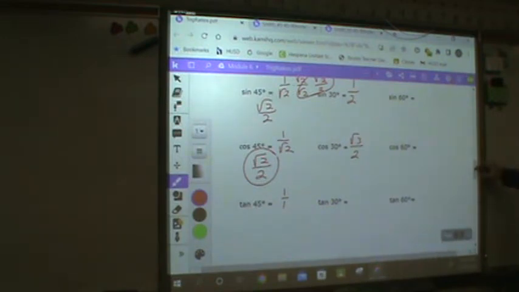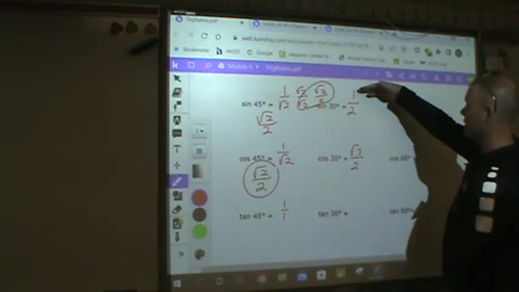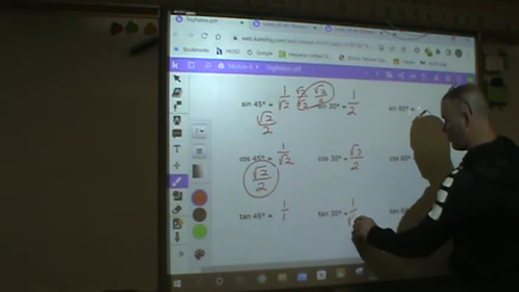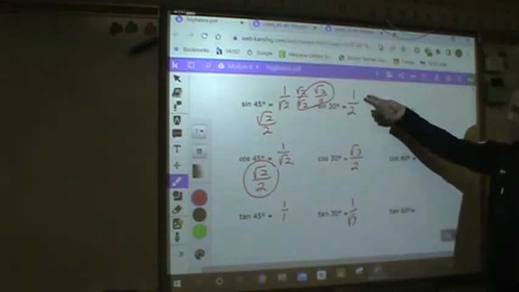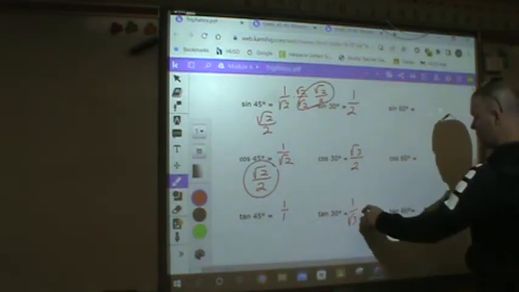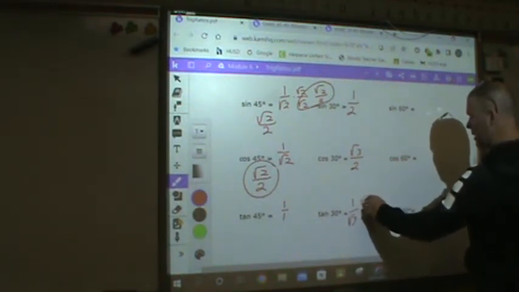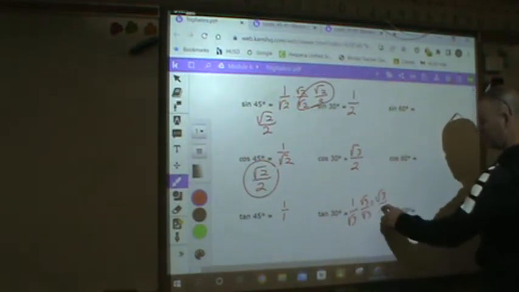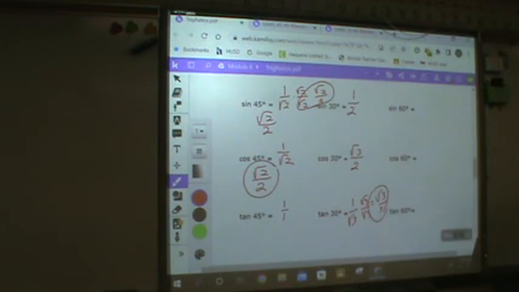Now, how about the tangent of 30? The tangent of 30 is going to be the leg opposite over the leg adjacent. 1 over radical 3. See how I picked those, opposite and adjacent, out of the sine cosine ratio? I didn't have to look back up there. And this we would simplify. Multiply both top and bottom by the square root of 3. So we get rad 3 over 3.